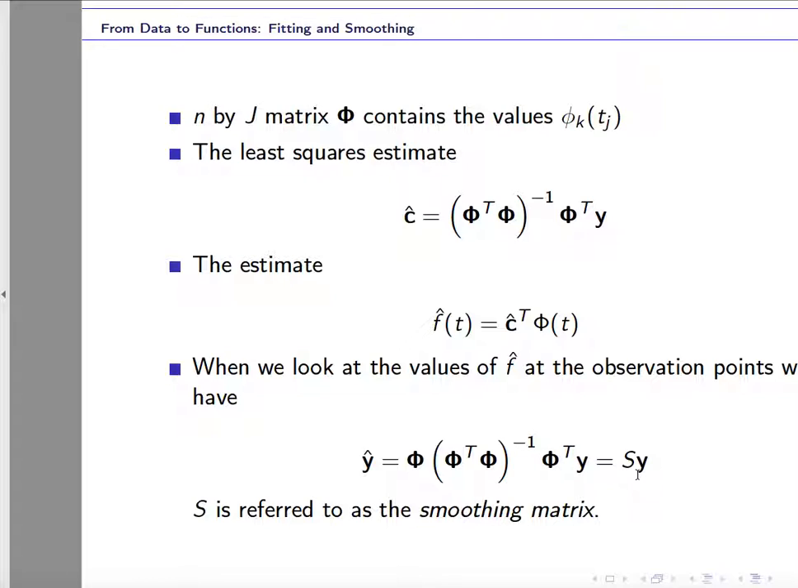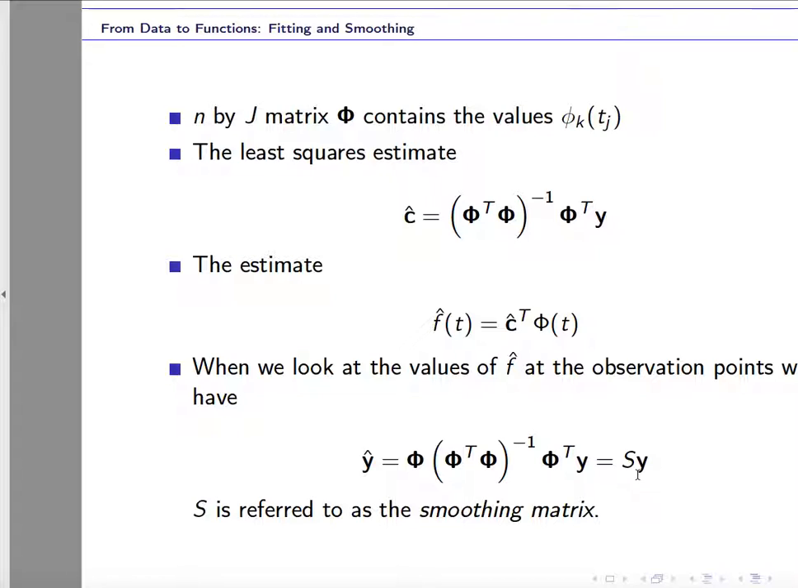So you can see here, the trace of S is equal to J. J is the number of basis functions. In other words, the trace of S is equal to the number of basis functions, and equal to the number of coefficients, right? Therefore, the J here is basically the number of parameters in this model. So the trace of S is the number of parameters in the model.